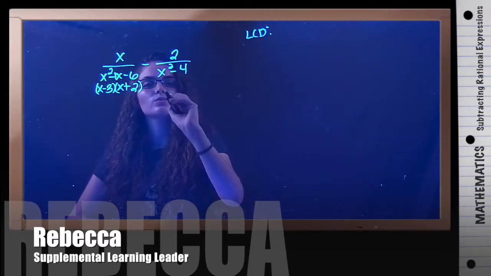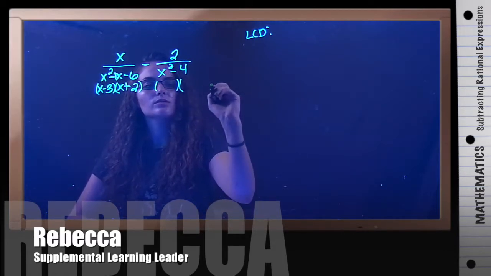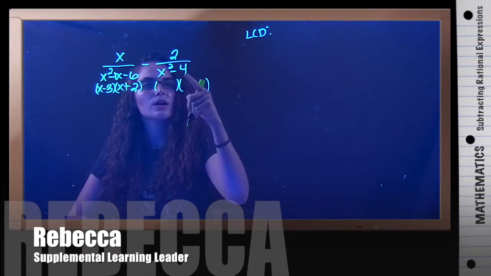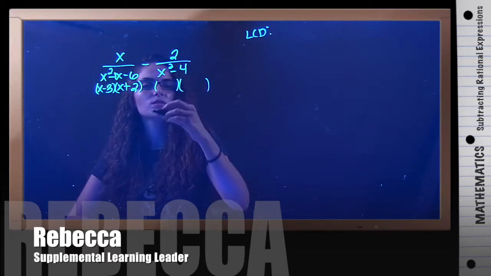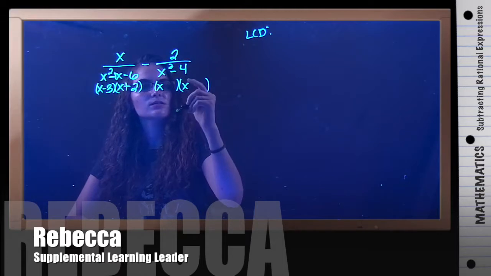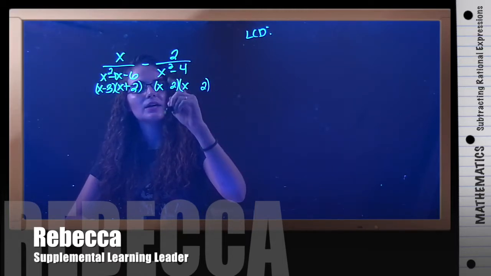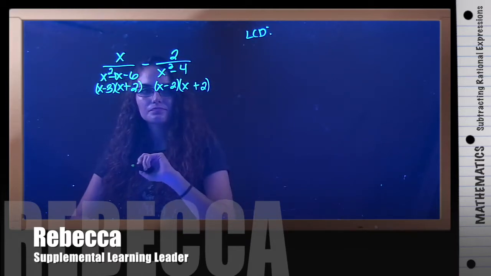Now to factor the second one, it's the difference of squares, because the first term is a square and the second term is also a perfect square. So we'll have x, the square root of 4 is 2, and you need a minus and a plus.